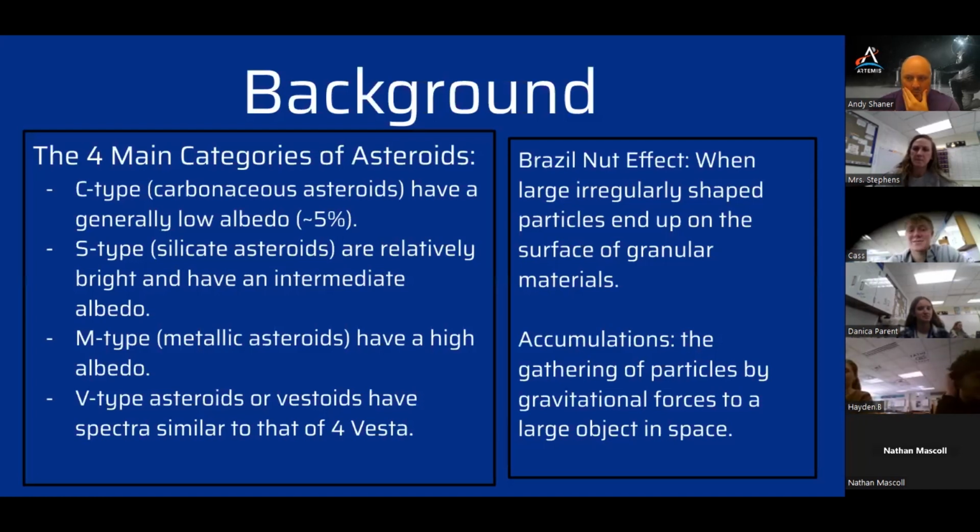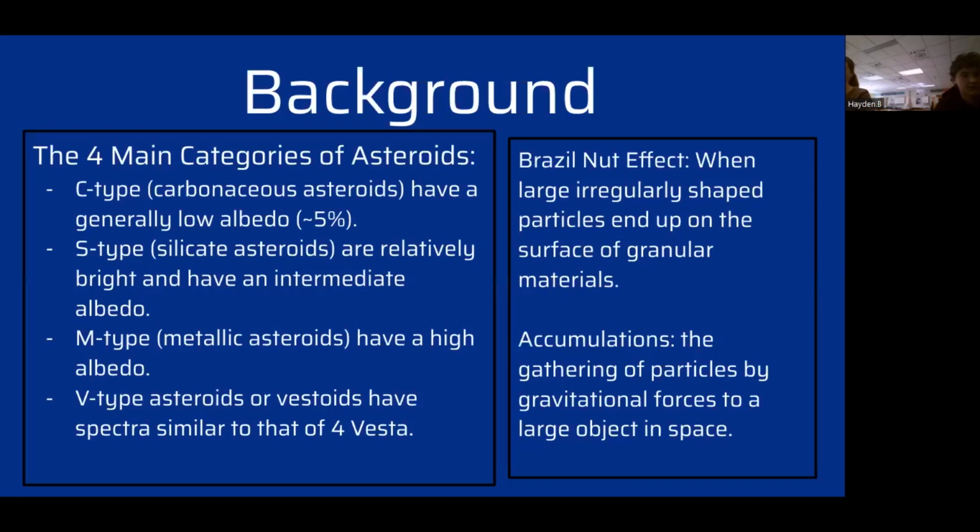Today we're going to start with some background information. I'm going to start with the four categories of asteroids. The first is a C-type asteroid, which has a generally low albedo and accounts for about 75% of all asteroids. S-type asteroids are relatively bright and have a moderate albedo and account for about 20% of all asteroids. M-type or metallic asteroids have a high albedo, and V-type asteroids, which are also called Vesisoids, have a spectra similar to that of the 4 Vesta, which is part of the Gemini constellation. And these account for 6% of all asteroids.